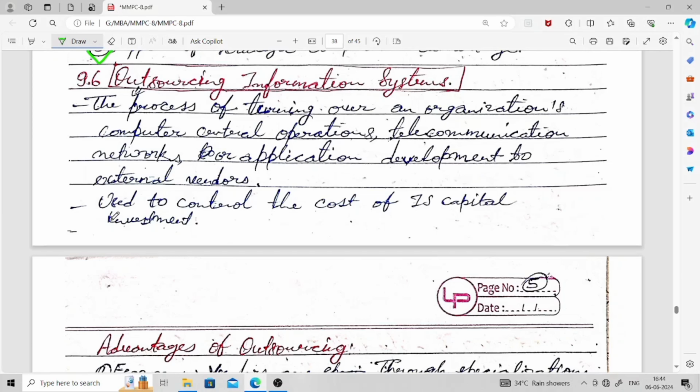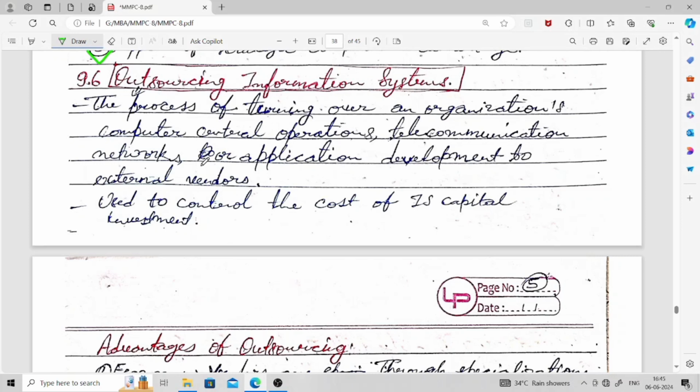Then next given here, outsourcing information system. So what is this outsourcing? It is the process of turning over an organization's computer central operations, telecommunication networks, or application development to external vendors. So what does it mean? What is this outsourcing of information system?